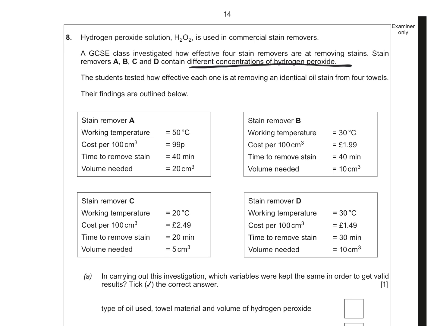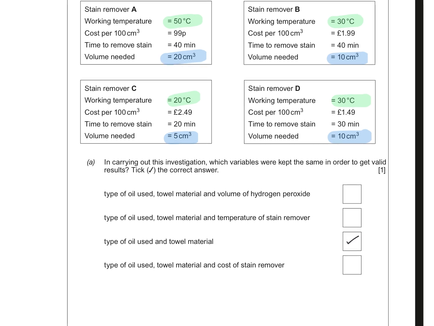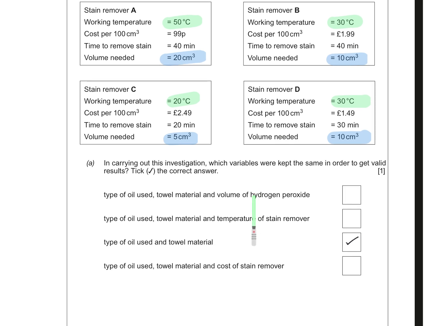Now, first thing I'm going to spot is they all were at different temperatures. They were all at different volumes. So I can't have kept any of those the same. So if we go through, I can't choose the first one because it says the same volume. I can't choose the second one because it says the same temperature. And the other thing that differs is they've also got different costs, so I can't use that one. So the only one remaining is the third one.